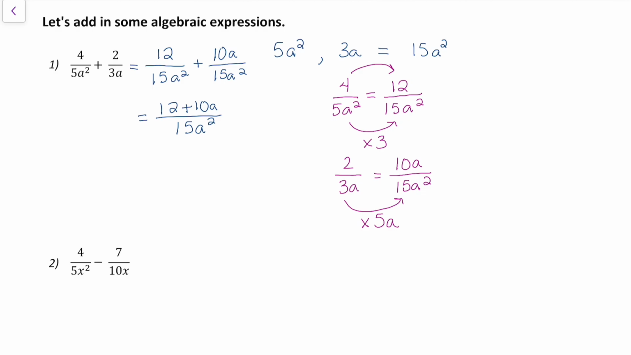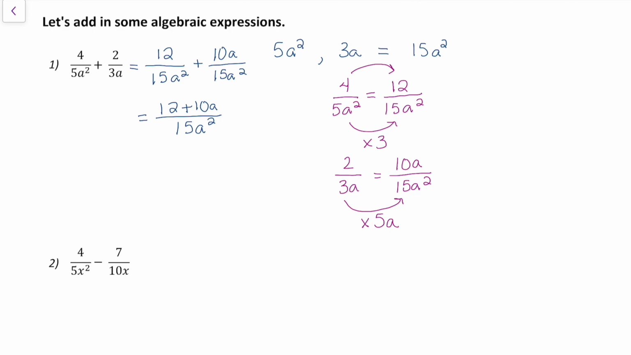And I get 12 plus 10a over 15a squared. Now I can't simplify this anymore because I cannot combine the 12 and the 10a, because the 12 doesn't have an a next to it. So if you think of collecting like terms, I can't combine a 12 and something with a letter. You can only combine ones together that have the exact same letter term. Okay, so this is as simple as I can do it.